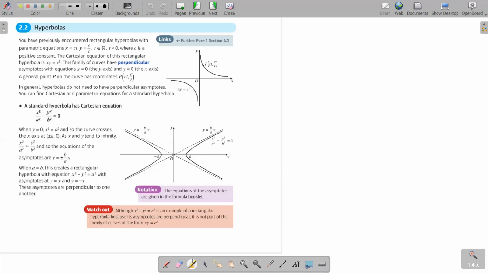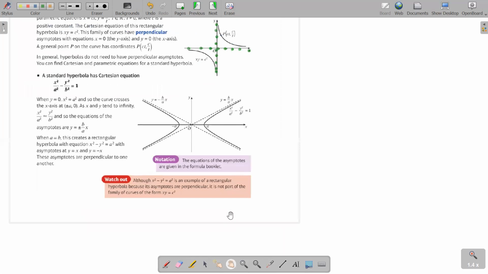If you see in the rectangular hyperbola, your asymptotes are what? Perpendicular to each other. Yeah, asymptotes make 90 degrees with each other. While in the normal hyperbola, the asymptotes don't make a perpendicular. They just cross like this. Anyway, in F1, we discussed the rectangular hyperbola. So now we are going to talk about the standard hyperbola, where the two asymptotes might not be perpendicular to each other, or they look like this.